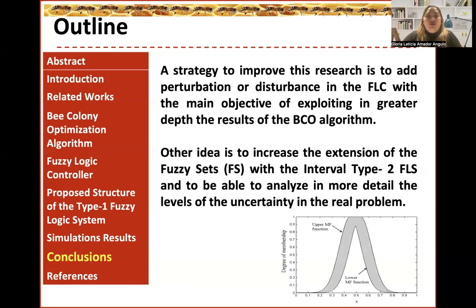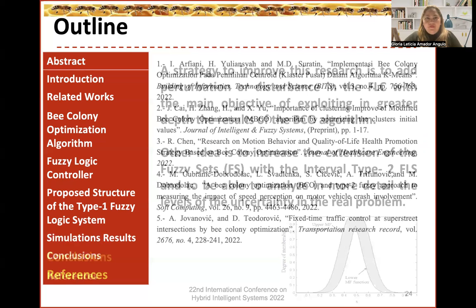One strategy to improve this research is to add perturbation disturbance in the fuzzy logic controller, with the main objective of exploring in greater depth the results of the BCO algorithm. Another idea is to increase the uncertainty of the fuzzy sets with an interval type 2 fuzzy logic system, to be able to analyze in more detail the level of uncertainty in the real problem.